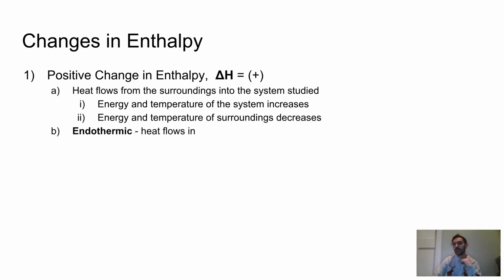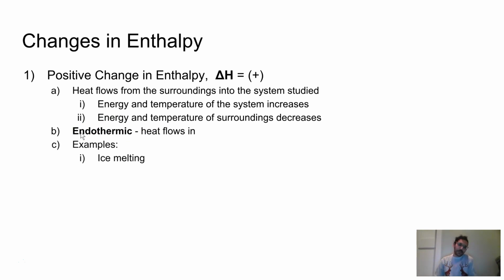And that should lead to the energy and temperature in the surroundings to decrease, because if we're going to get energy, it's got to come from somewhere. So this is going to be what we call an endothermic reaction. When our enthalpy increases, energy flows in. We have a positive change in enthalpy. Heat flows in. So we call this endothermic. Endo meaning in, we're going in, and thermic for heat.